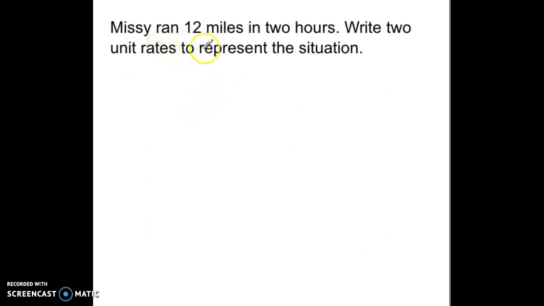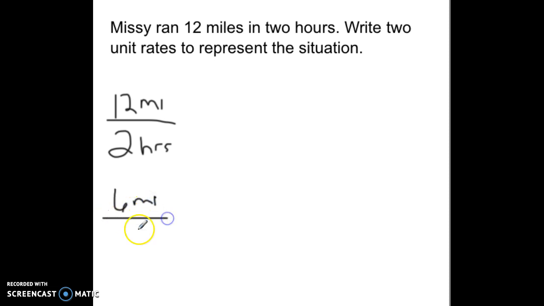Okay, Missy ran 12 miles in 2 hours. Write 2 unit rates to represent this situation. Well, we can do 12 miles in 2 hours. And I think most of you all will see 12 divided by 2 is 6 miles. And that's for 1 hour.